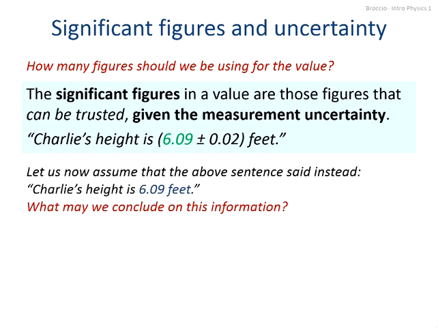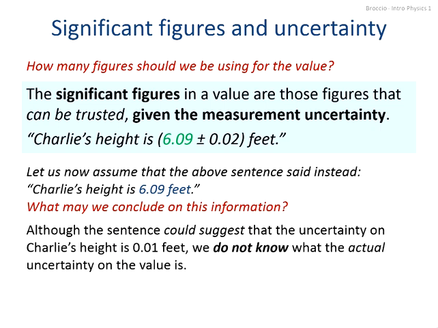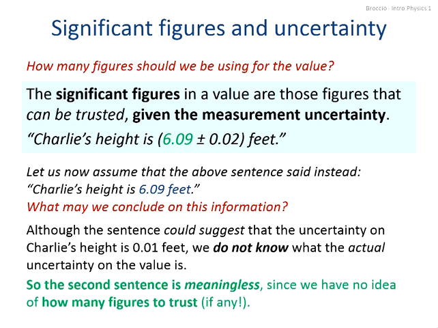Let us now assume that the sentence above said Charlie's height is 6.09 feet. What may we conclude on this information? This sentence might imply a certain uncertainty. For example, it might imply the uncertainty to be 0.01 feet, but we do not know what the actual uncertainty is, so we cannot make up one. So the second sentence is meaningless, because we have no idea of how many figures we can trust, if any.